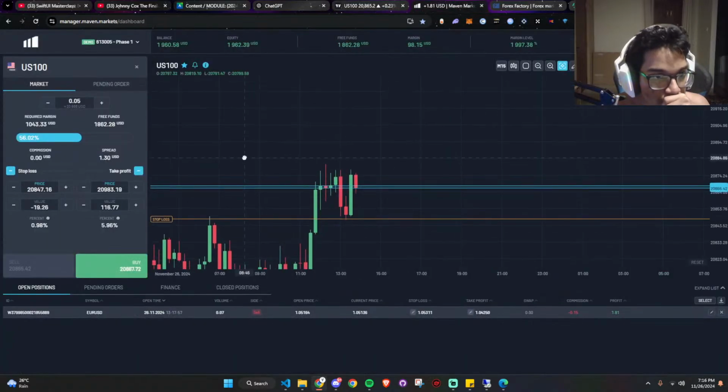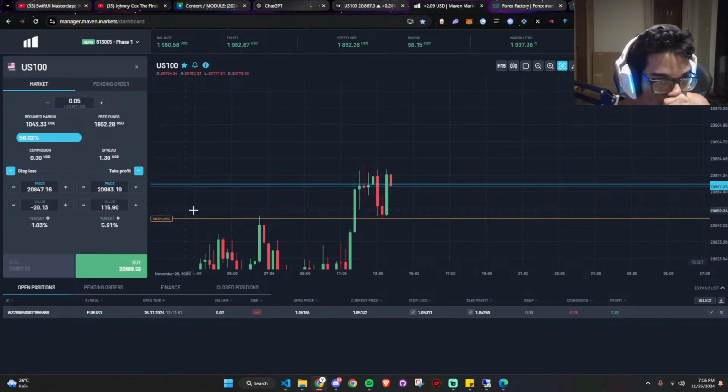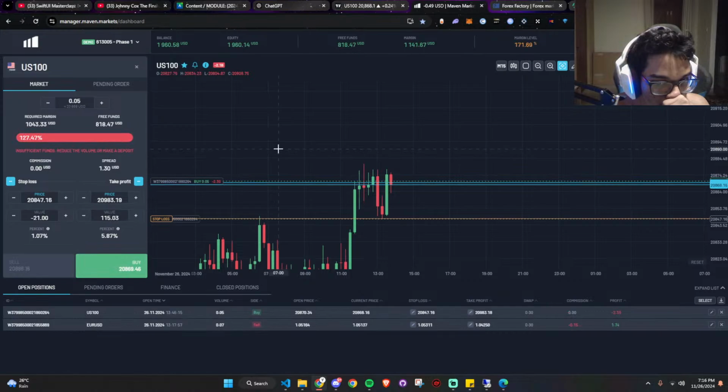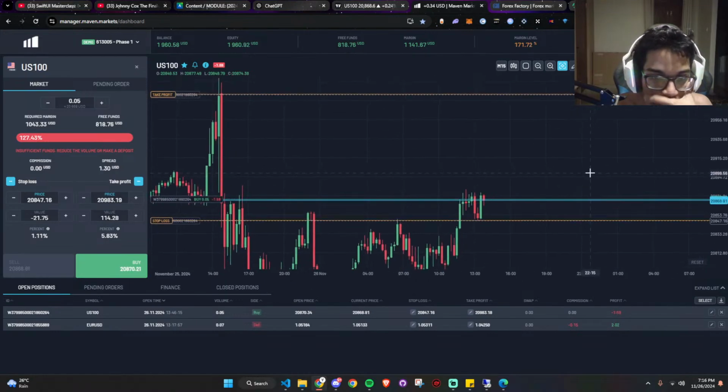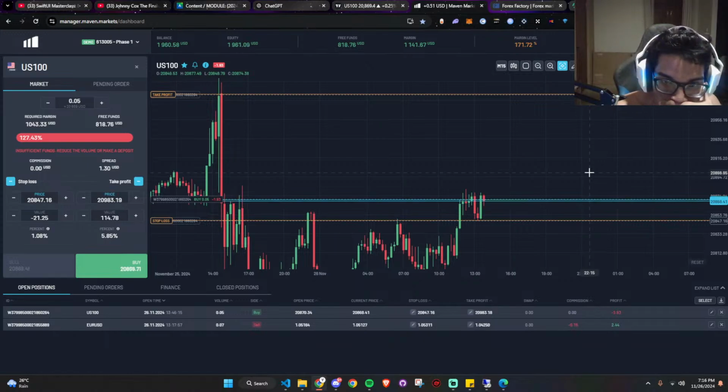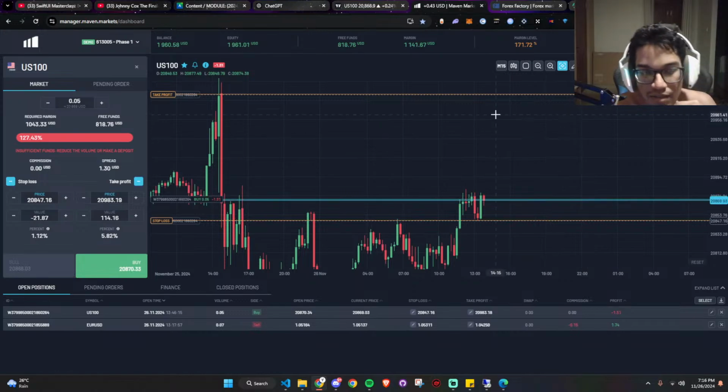You know what? Let's pull forward this inverse fair value gap. It's okay. Why do I have a bad feeling about this as well? It's okay. We'll have to sort of stop trail for a while, because I'm not too confident about this entry. So after the first breaker structure, I will break even.